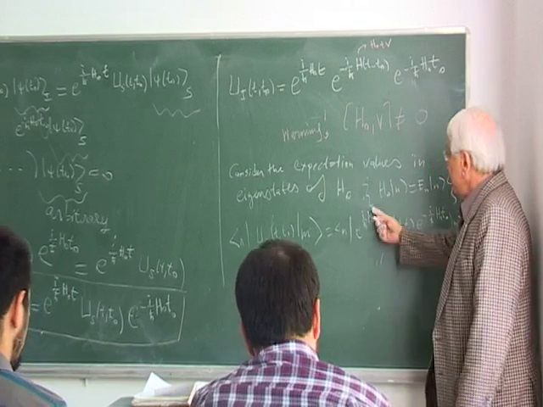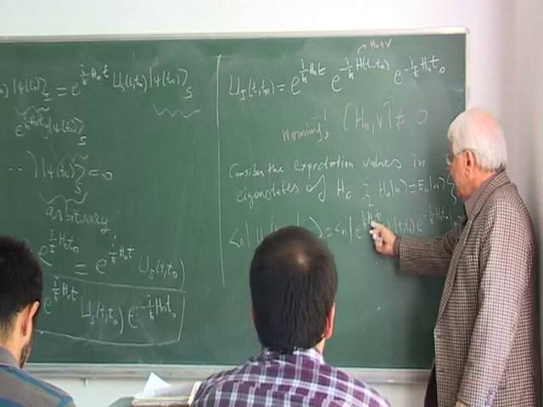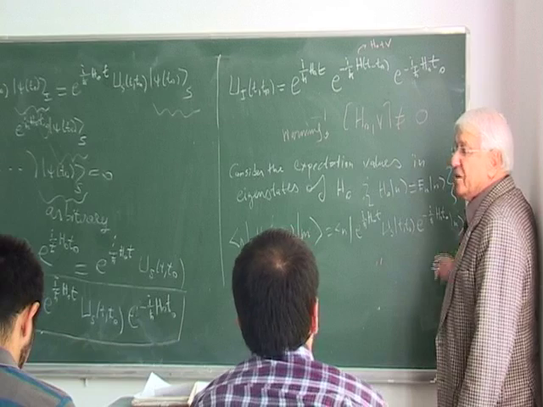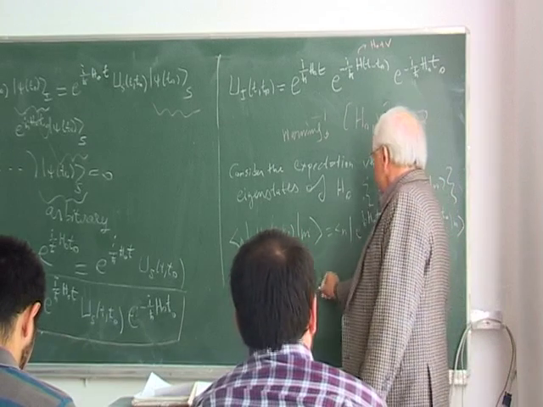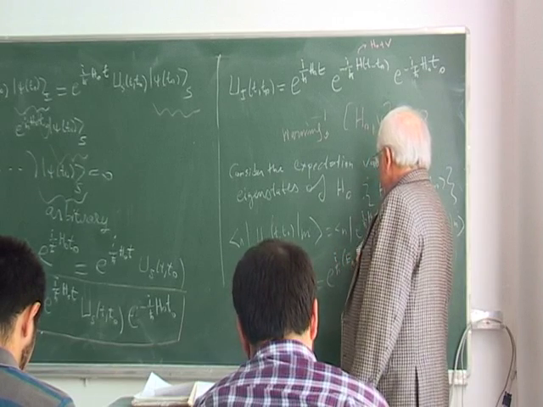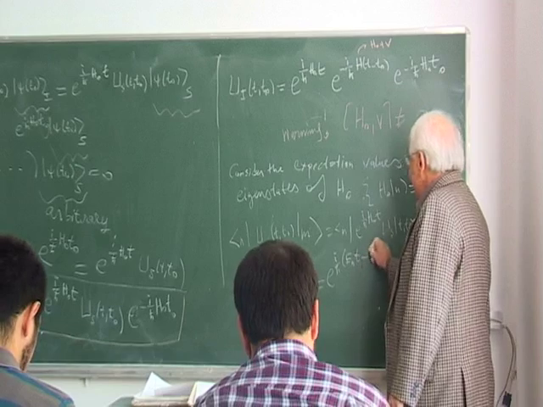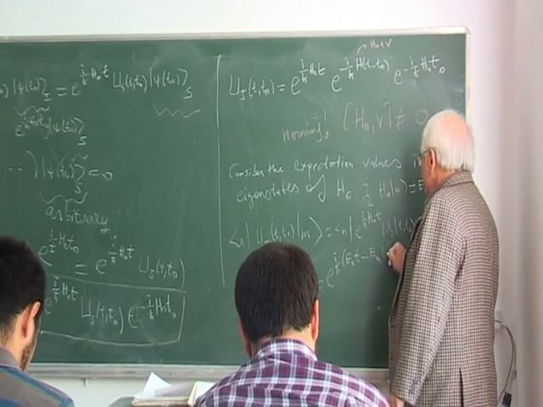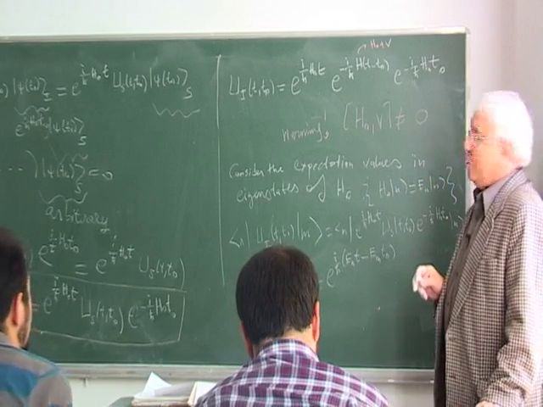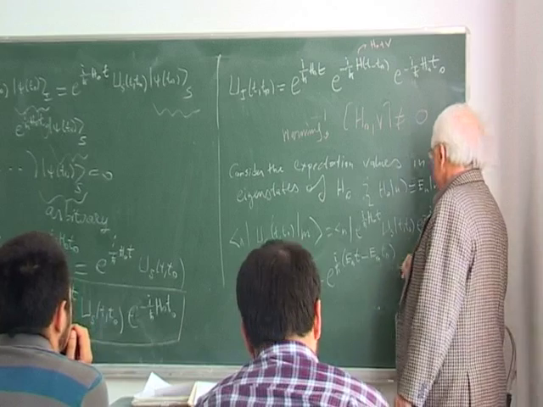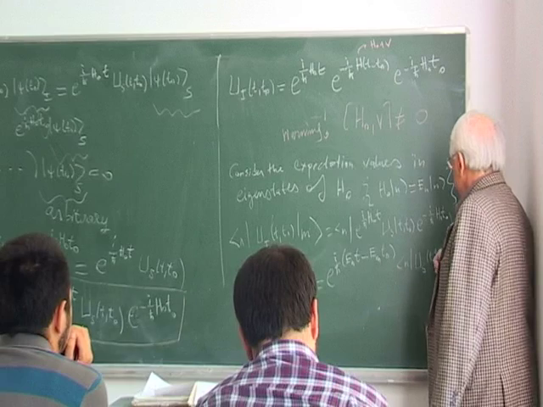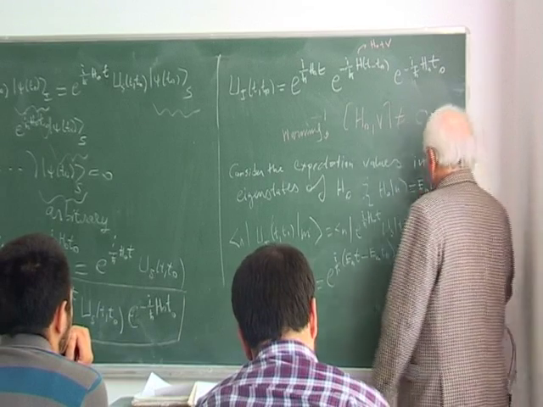Well, H0 is Hermitian. It acts to the left and this becomes E_n. And H0 acts to the right and this becomes E_m. These are numbers, they come out: e to the i over h bar (E_n t minus E_m t0). You see, that's such an important difference. E_n goes with t, E_m goes with t0. Times <n|U_S(t, t0)|m>, and here is the beautiful expression.